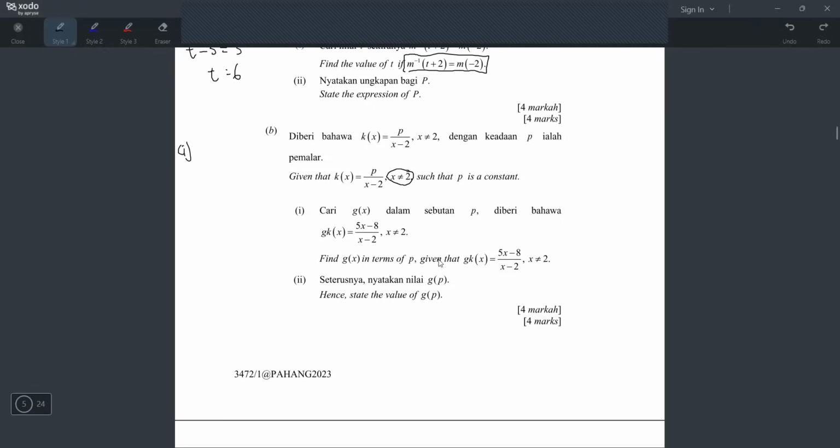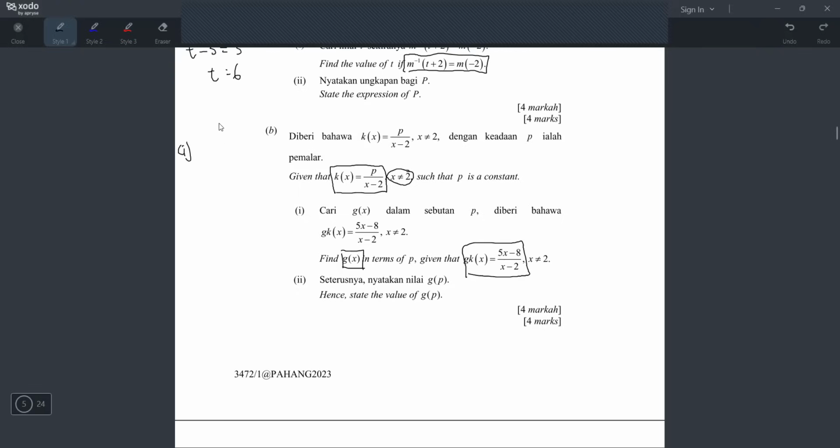Find g(x) in terms of p given that gk(x) equals this. So they give you a composite function. This is what we call a composite function. And then they give you a single function. This is called a single function, and this is called a composite function. And they ask you to find g(x), which is the single function. So how do we do this type of question?